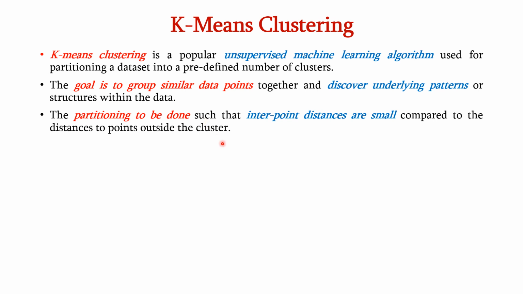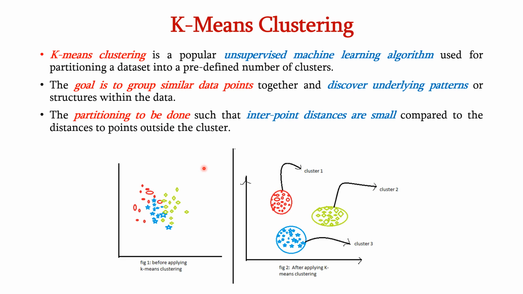The partitioning is to be done in such a way that interpoint distances are small compared to the distances to points outside the cluster. That means we have to minimize the distance between the points which lie inside the cluster compared to the points which lie outside the cluster.